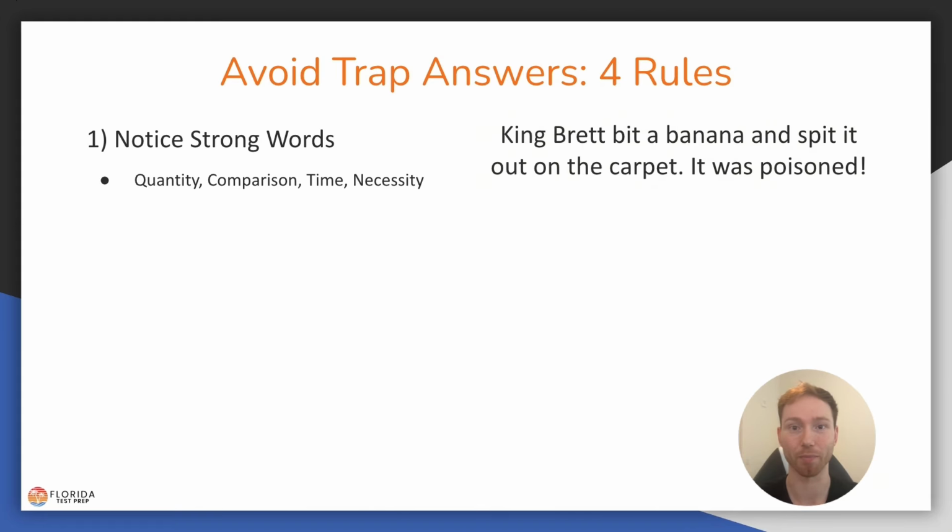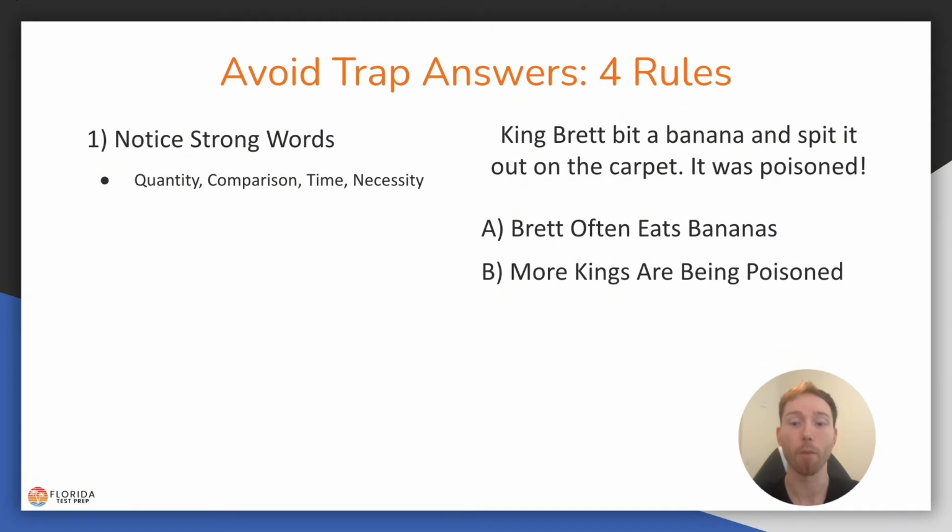Let's take a look at an example. This is a mini passage. King Brett bit a banana and spit it out on the carpet. It was poisoned. Let's take a look at answer choice A. Brett often eats bananas. What's the strong word here? It's going to be often, because while Brett ate a banana in this case, I cannot say that he often eats bananas. That one word makes A an incorrect answer choice because I don't know how often he eats bananas. This might be a one-off banana, who knows?